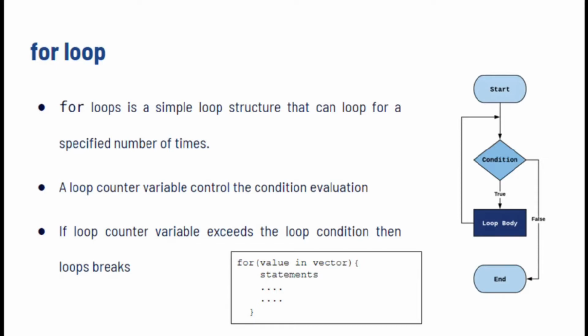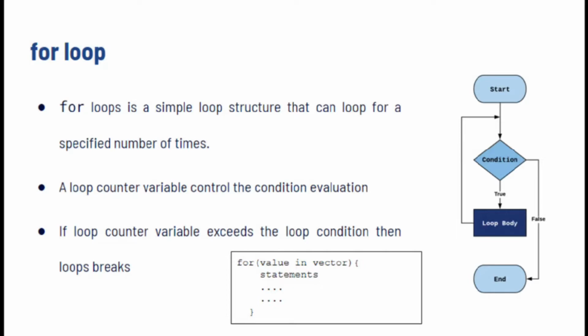Next, we have the for loop. For is the easiest loop structure that repeats a single line or multiple lines of code for a specified number of times. On every iteration, the loop condition is tested. If the condition is true, the loop body is executed, otherwise the loop body is skipped, and the next line of code after the for loop is executed.